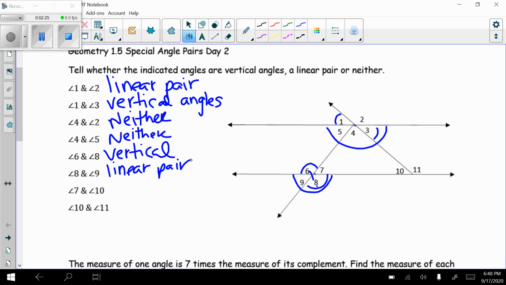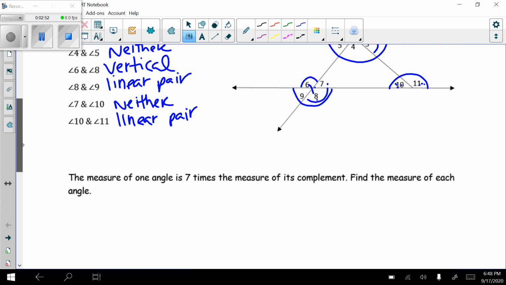And we're looking at 7 and 10. 7's over here, 10's way over there. Yes, they're both on a line, but they have to be adjacent. They have to sit side by side to make up a linear pair. So they are neither. 10 and 11, they sit side by side. Together they make a straight line, so linear pair. So that's just a review of day 1.